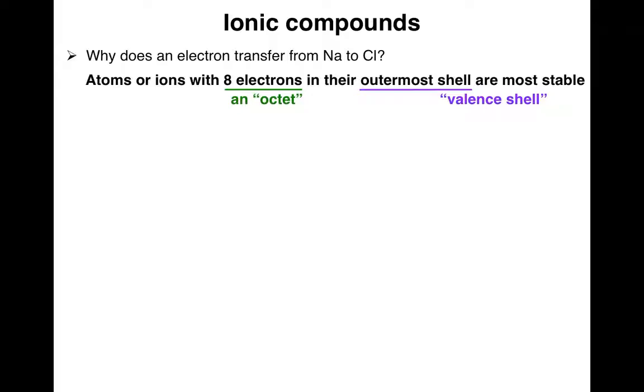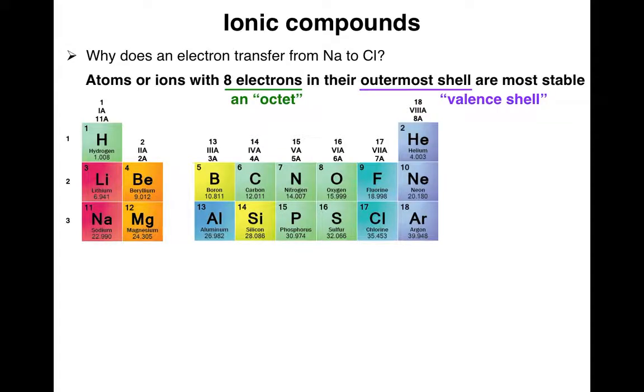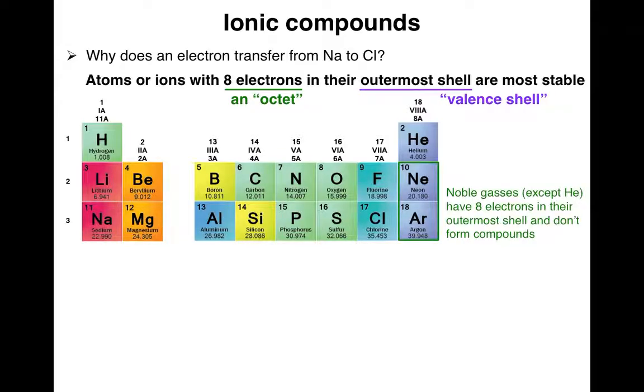If we write the electron configuration for all atoms in the periodic table, we will find that the noble gases, except helium, have 8 electrons in their outermost shell. Noble gases do not readily react with other elements. Other elements can go to a more stable state by gaining or losing electrons.